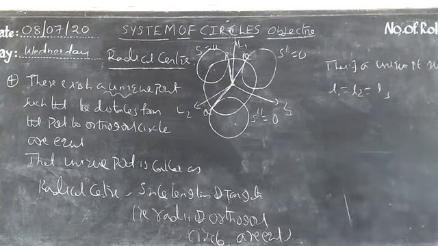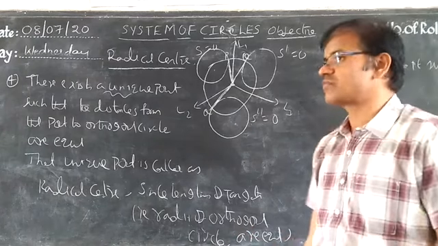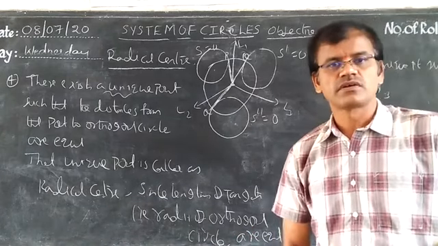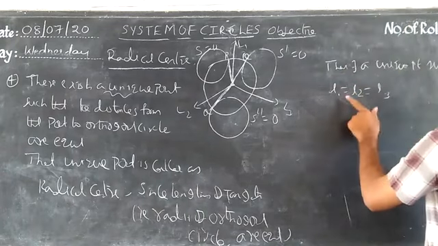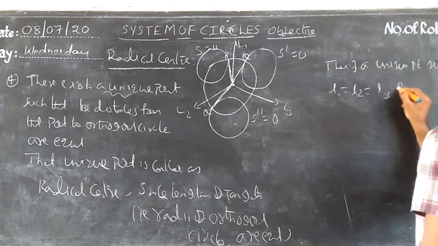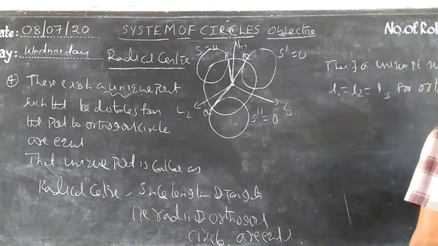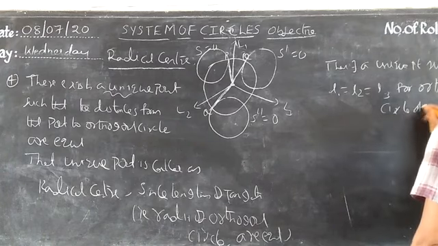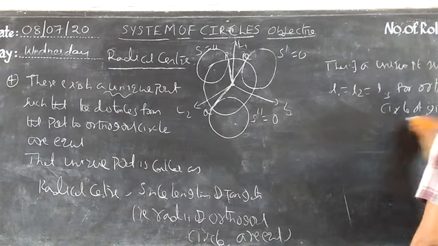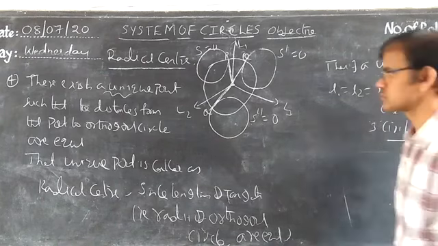What is L1? L1 is the length of the tangent from the radical center to the first circle, L2 is the length of the tangent from the radical center to the second circle, and L3 is the length of the tangent from the radical center to the third circle. So there exists a unique point such that L1 is equal to L2 is equal to L3 for the orthogonal circle of the given three circles.